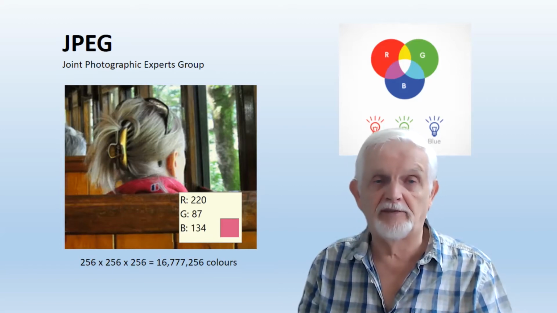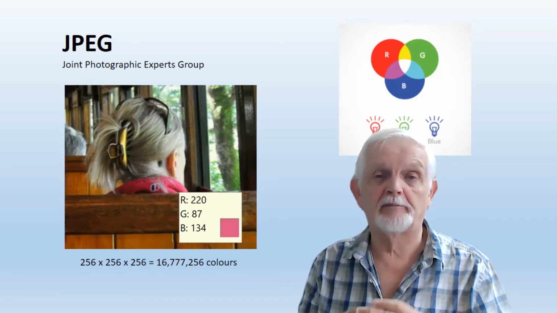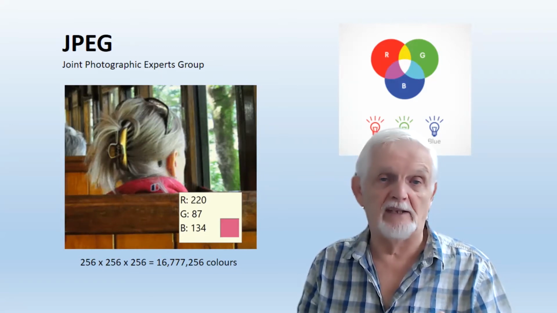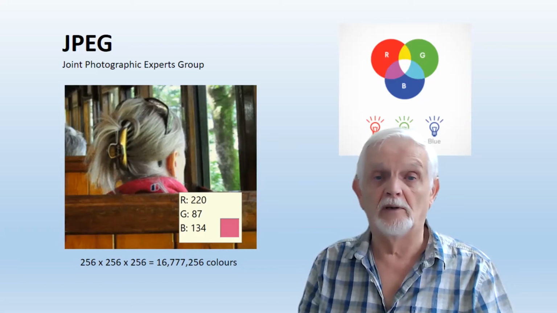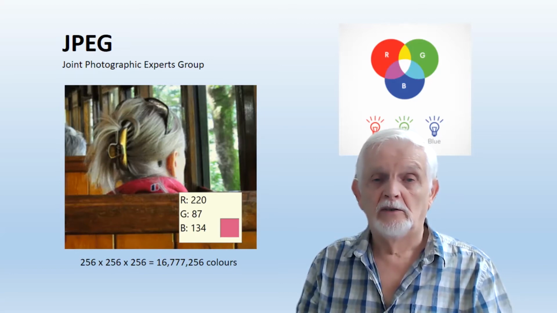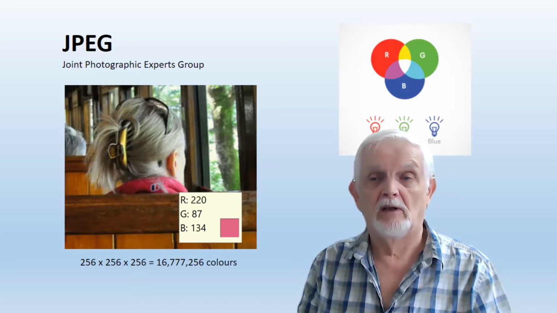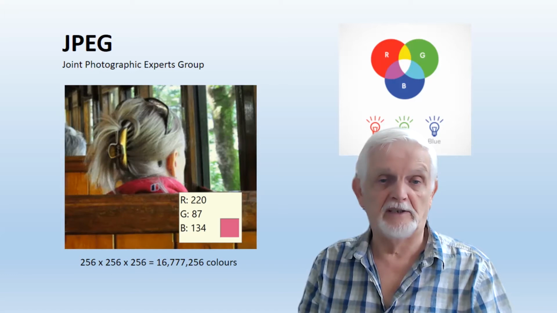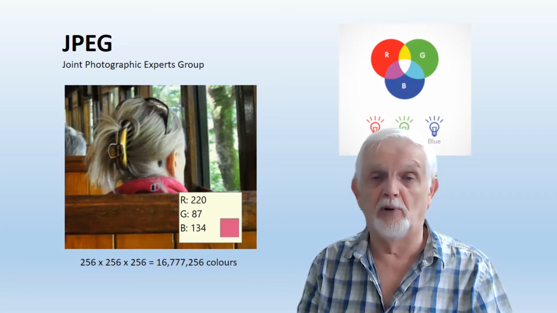So the image on my left, looking at that woman's scarf, shows you there that the amounts are 220 red, 87 green, 134 blue. And that's a mix. They'll produce that kind of salmon color. So in total, you're allowed up to 256 different values for R, G, and B. So you can see in that calculation, 256 times 256 times 256 gives you the 16.7 million colors that we're used to talking about.